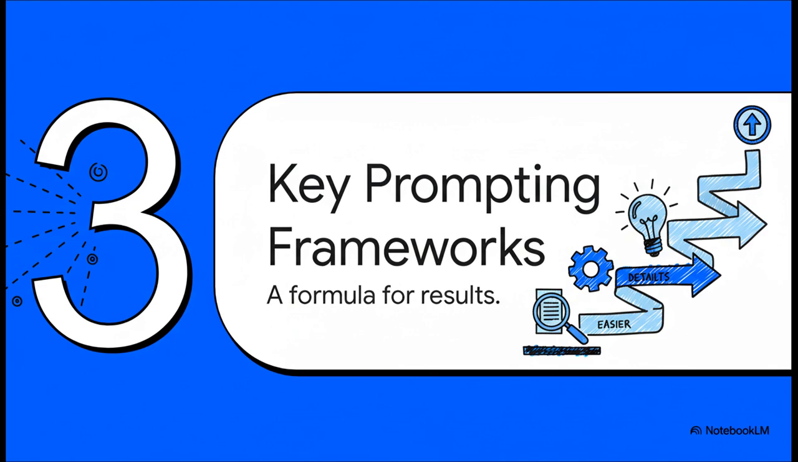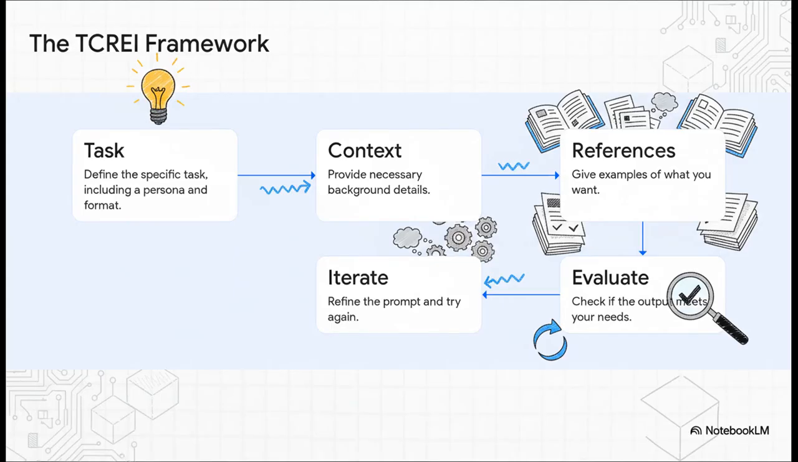All right, so let's see how we can put these elements together into a practical step-by-step formula that just makes this whole process way easier. So Google has this awesome 5-step framework called TCREI. And if you need a way to remember that, just think thoughtfully create really excellent inputs. I kind of like that. It's a whole cycle, right? You define the task, add your context and references, then you evaluate what you get back, and then you iterate to make it even better.